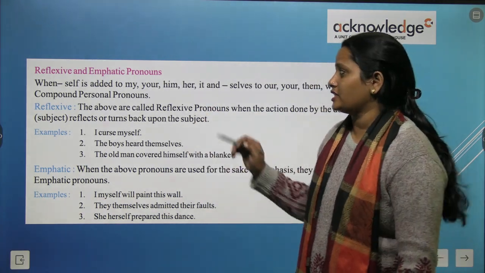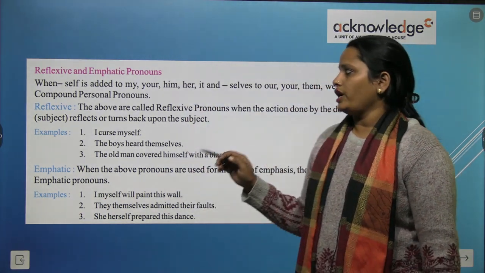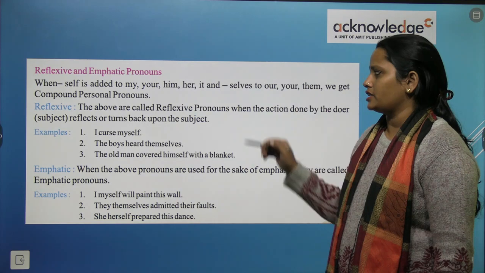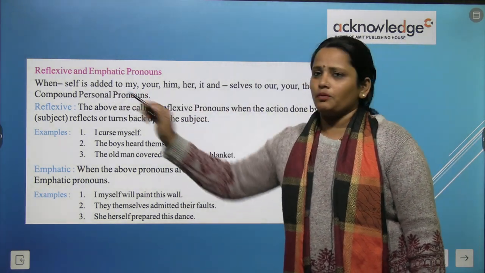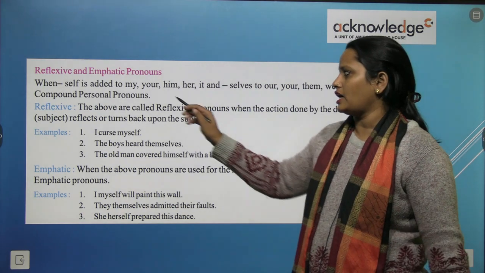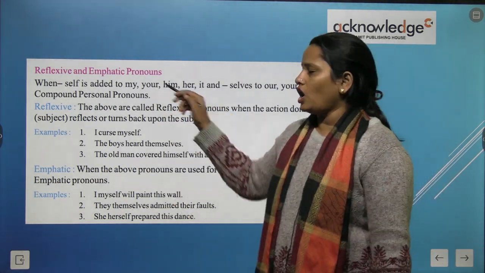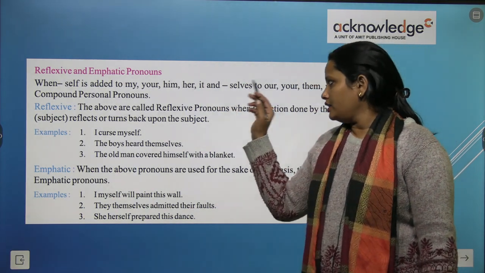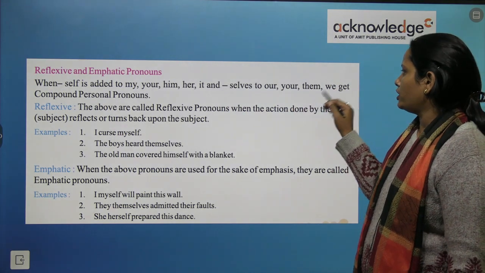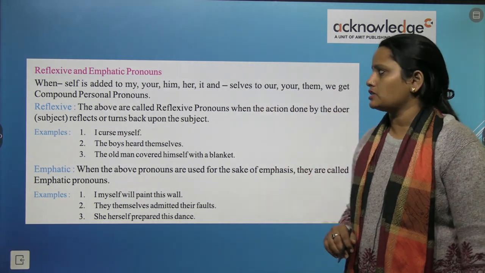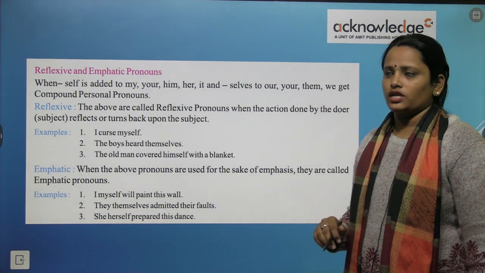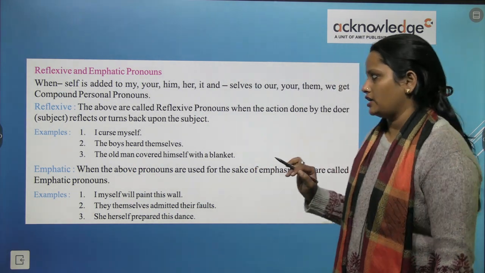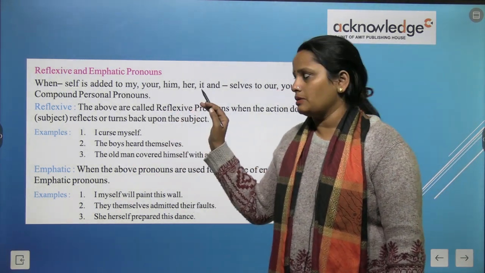Next comes the reflexive and emphatic pronoun. So when self is added to my, your, him, her, it. So जब इन सारे words में अगर हमने self word को add कर दिया तो क्या बन जाएगा? myself, yourself, himself, herself और itself. And selves to our, your, them, we get compound personal pronoun. So अगर इनमें हमने selves यूज कर दिया तो ourselves, yourselves, themselves. So ये सारे words बन जाएंगे. So ये सारे हैं compound personal pronouns.